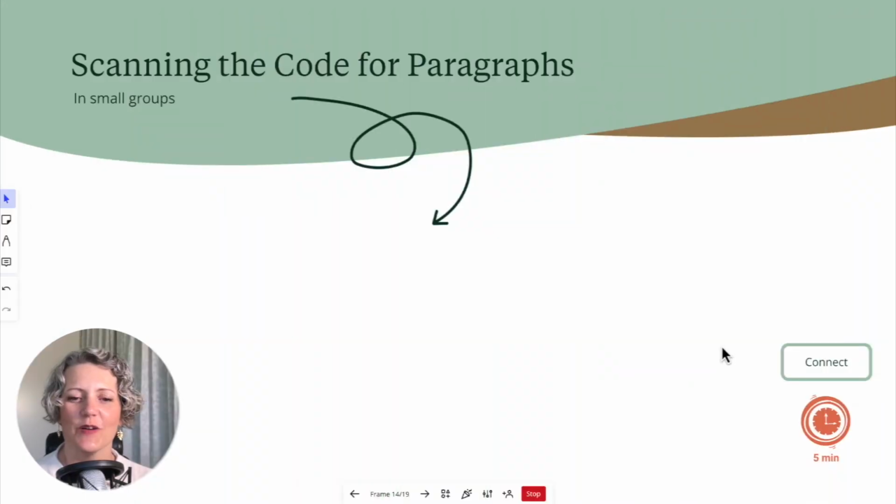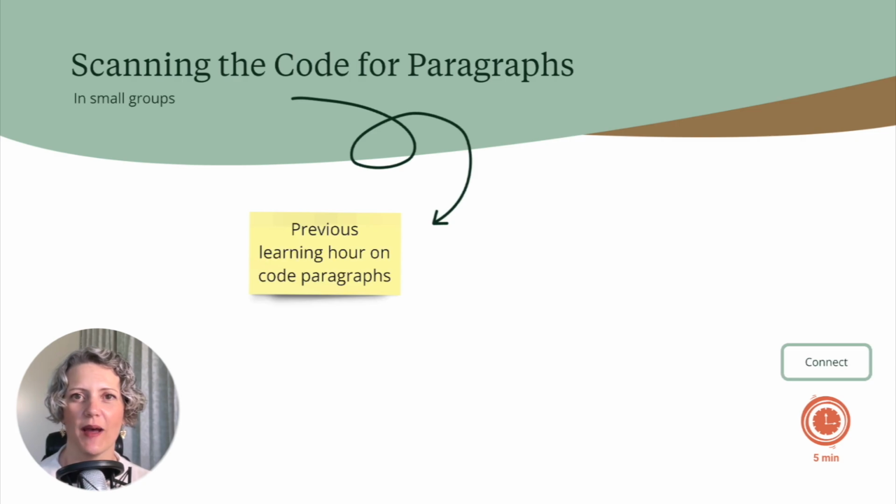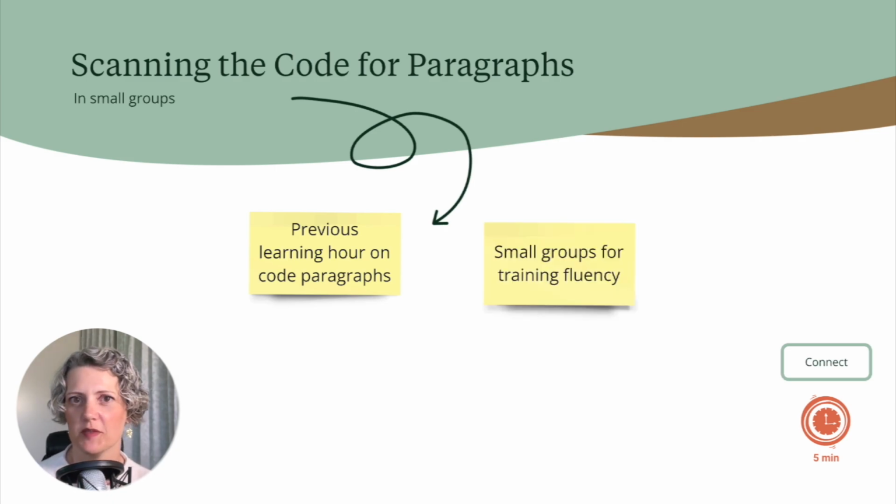In the connect, everybody's going to work in small groups to practice doing some code reading, some scanning, and looking for code paragraphs. Now, I have a previous guided learning hour all about code paragraphs, so if people don't seem to know what that is, you might want to do that one first before this one. But generally, we're splitting into small groups to do this code reading so that people can get some practice at it and gain fluency with this technique. So rather than doing it all together, I think it's a good idea to split into smaller groups. And then just be encouraging.